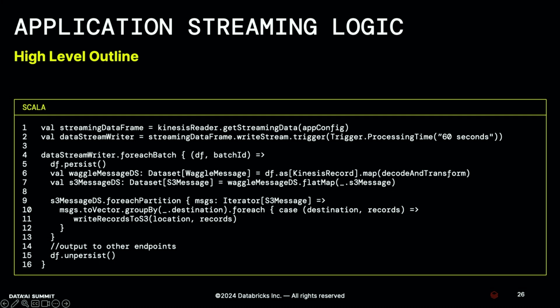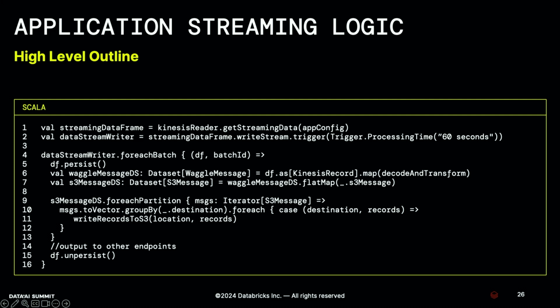For these reasons, we chose to use foreachPartition on line 9. Like foreachBatch, it's also a higher order function. Inside it, we are grouping elements by shared destination before writing them out to S3 using our custom S3 writing logic. Then we output to other endpoints and uncache the data frame on line 15.